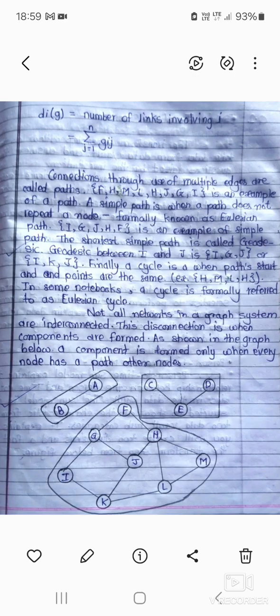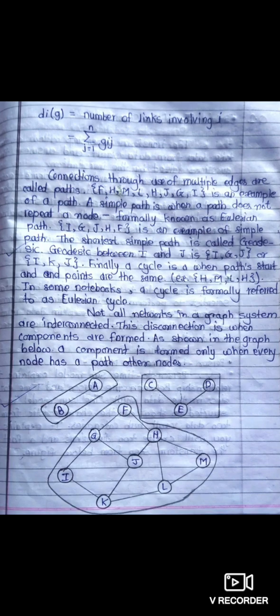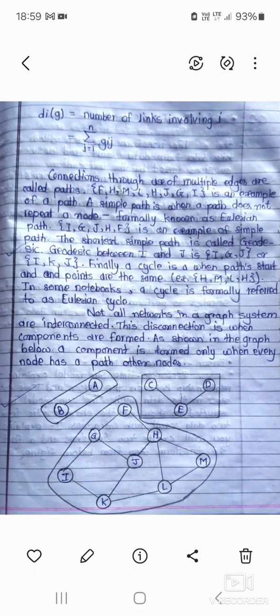A simple path is when a path does not repeat a node, formally known as a Eulerian path. That is, in the example, I, G, J, H, F. Here is an example: I, G, J, H and F. Here is a path, so there is no repeat of any node. So it is called a Eulerian path. This is an example of a simple path.